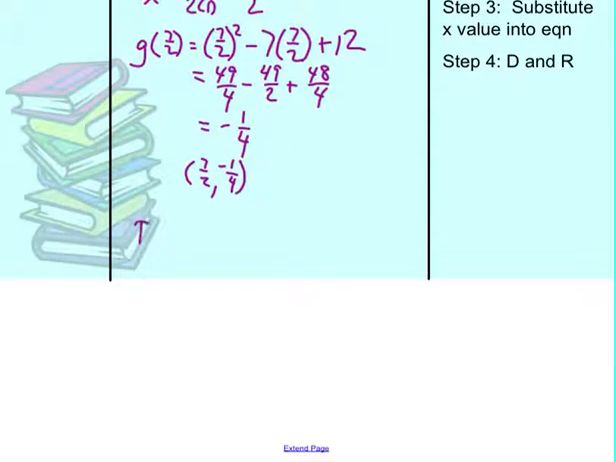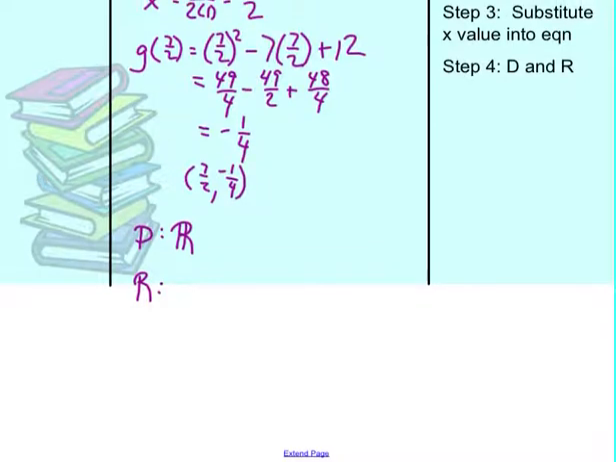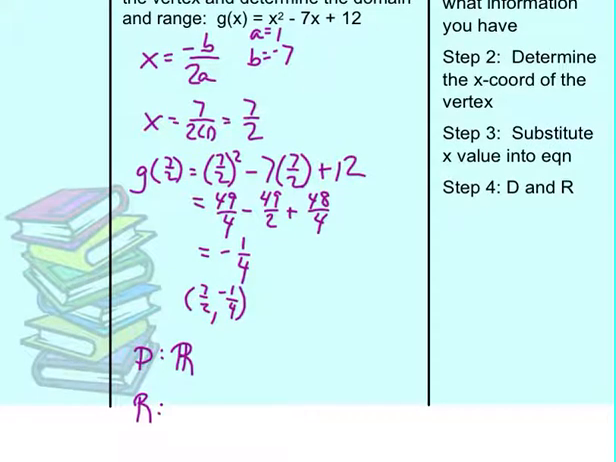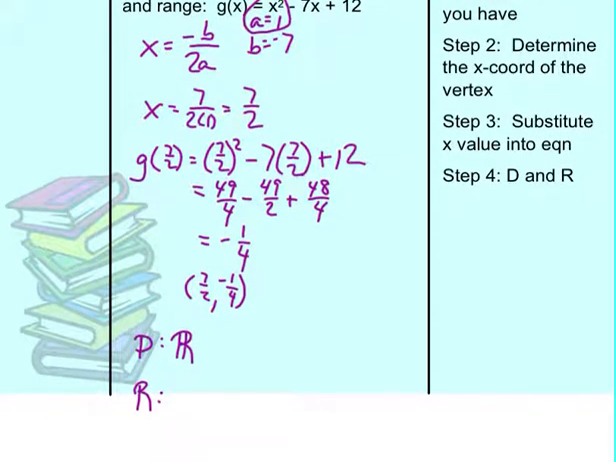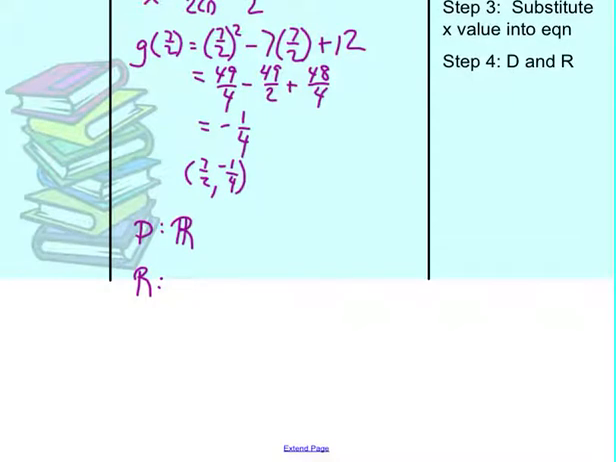So the domain for any quadratic function is all real numbers. The range uses the y-coordinate of the vertex and whether or not the graph opens up or down. The coefficient of our x squared is positive, so our graph opens up. So y is greater than or equal to negative 1/4.